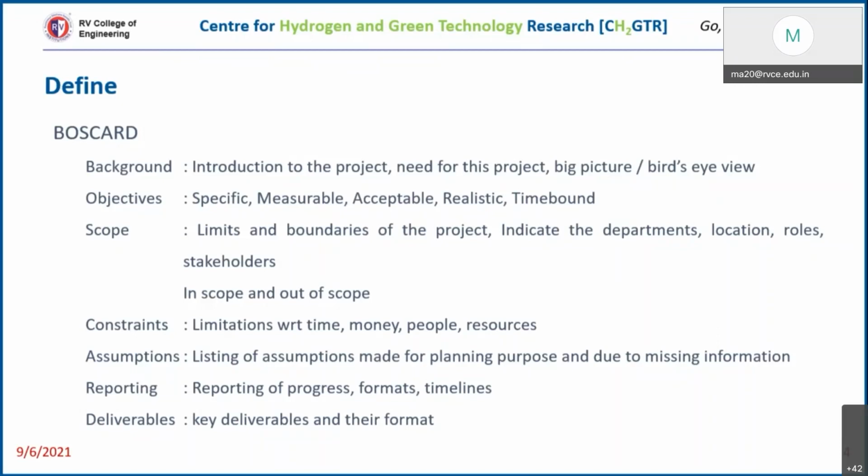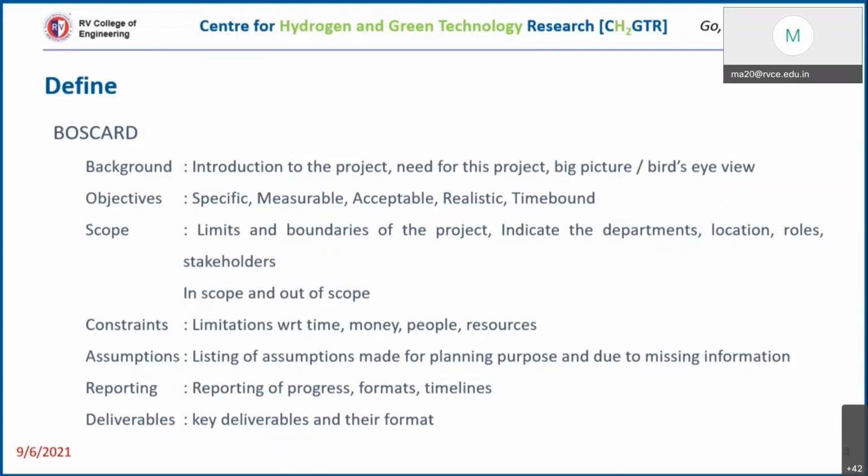So next is scope. The S of the postcard stands for scope. In this section, you are supposed to identify the limits and boundaries of the project, right? So what exactly are these?